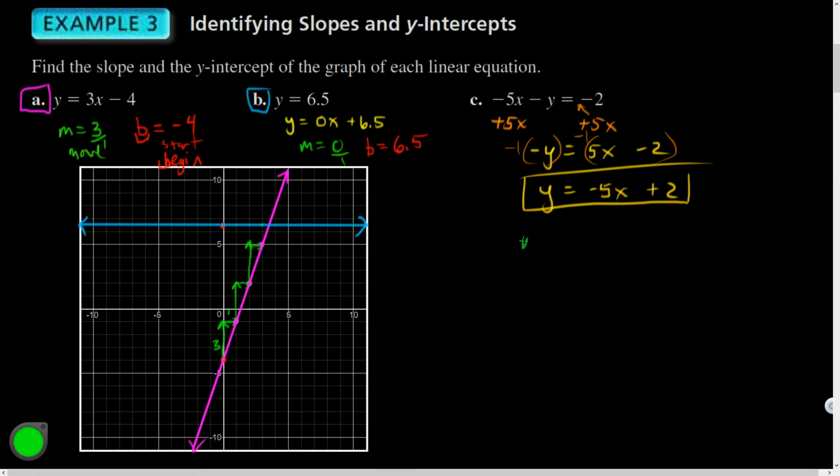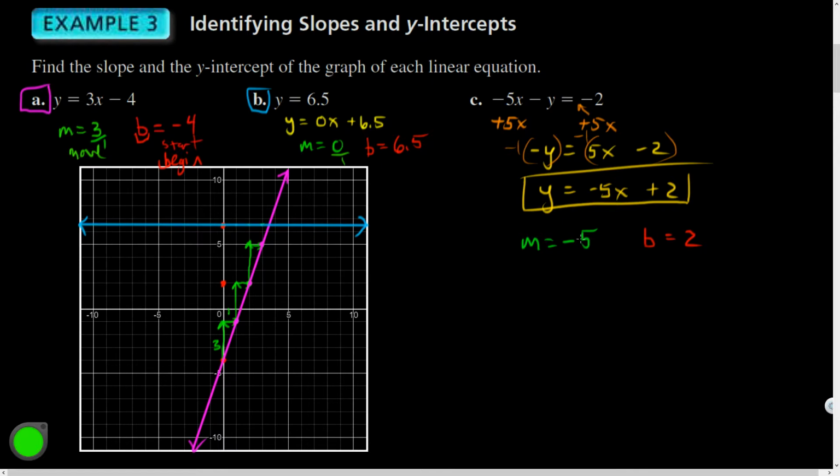So what's my slope? Now that it's in slope-intercept form, mx plus b. What's the m? -5. And what's the b? +2. So let's graph this. All right, so where do I begin? With the b. So let's start at 2 on the y-axis for the y-intercept. And I'm going to move by my slope, -5.